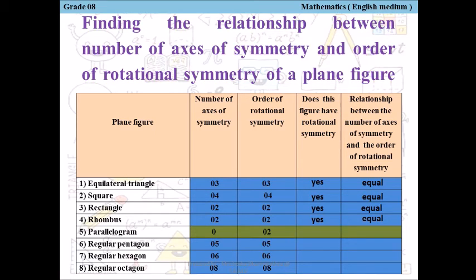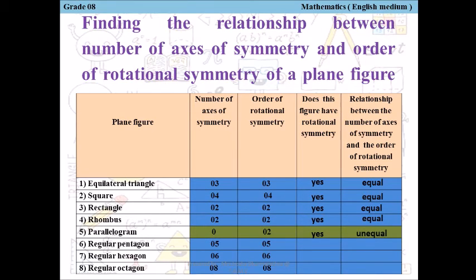Now we move to the parallelogram. Number of axes of symmetry is 0 there. Order of rotational symmetry is 2. Does this figure have rotational symmetry? Yes. Relationship between the number of axes of symmetry and the order of rotational symmetry is unequal.